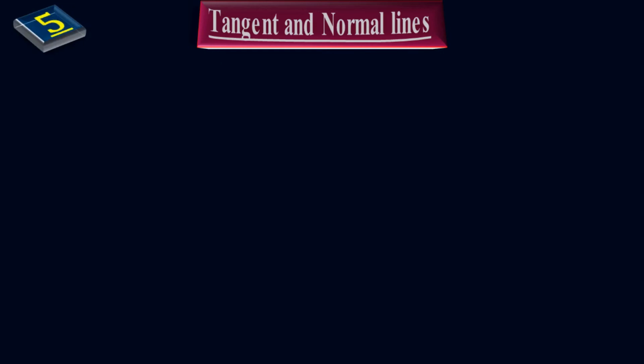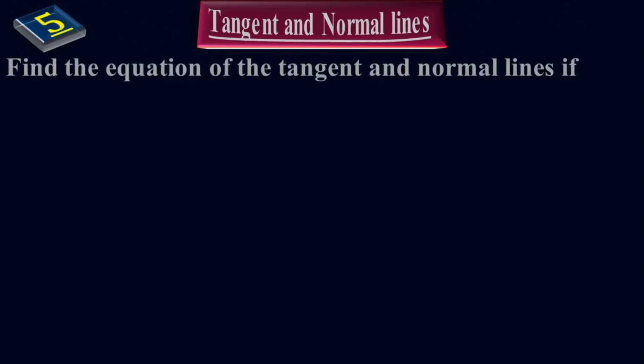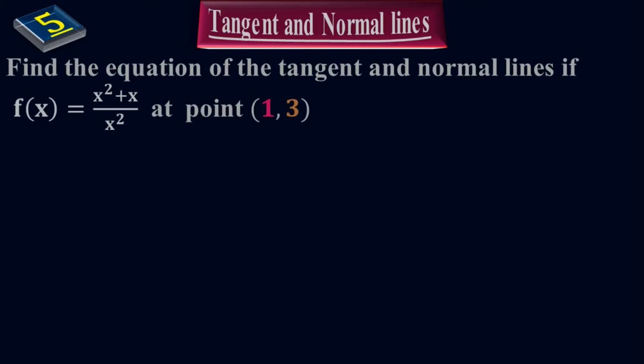Example number 5. Find the equation of the tangent and normal lines if f of x equals x squared plus x all over x squared at point (1, 3). Again, I'm going to find the equations of the tangent line and normal line where the function is given, which is x squared plus x all over x squared.